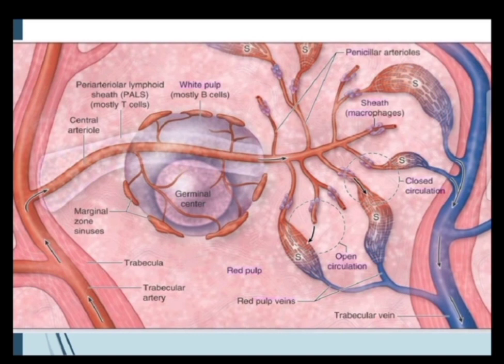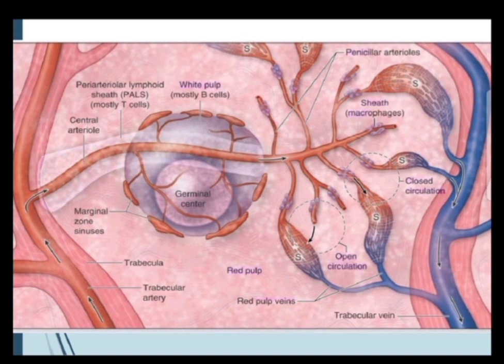The longest one, the proximal component of the penicillar artery, is called the pulp artery. This pulp artery then gives rise to the sheathed arteries or ellipsoids. These are the ellipsoids, the elliptical branches which are surrounded by a sheath of tissue. And these sheathed arteries then give rise to 2 or 3 terminal arterial capillaries, and these terminal arterial capillaries then enter into the sinusoids.